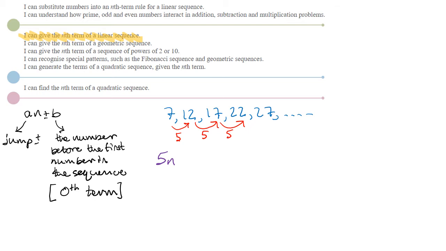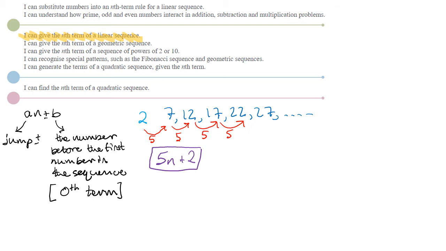Okay, since it goes up in 5s, what number came before the first number? Well, that number, the nth term, must be 2. So we'll put a 2 there. So the nth term rule for this sequence is 5n plus 2, because the number before the first number was a plus 2, not a minus 2.